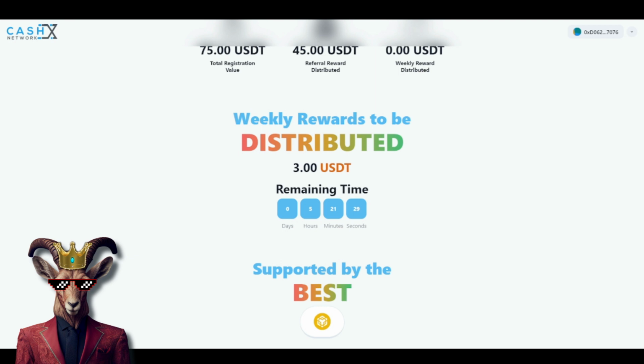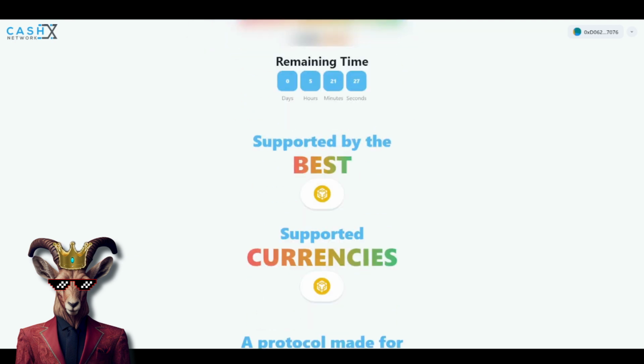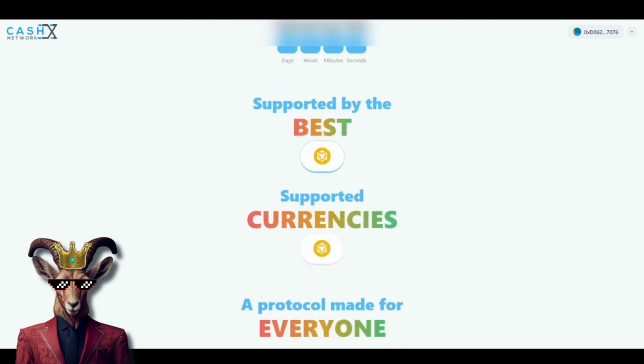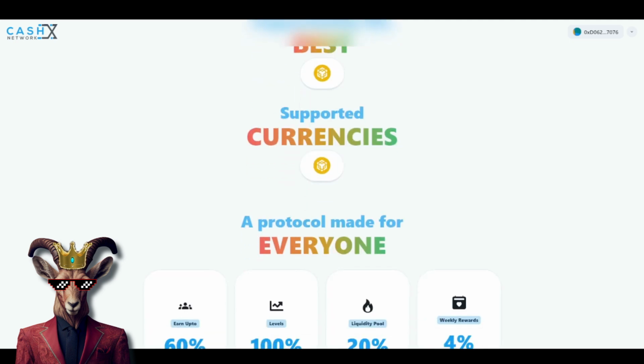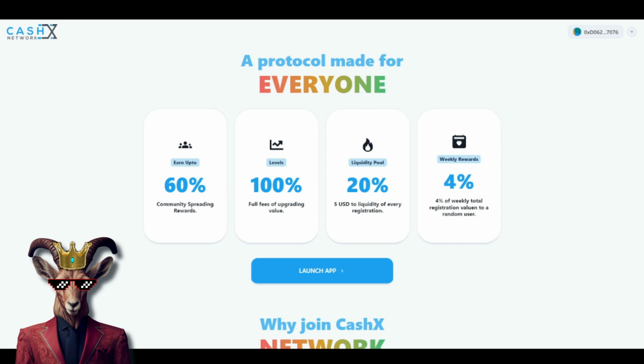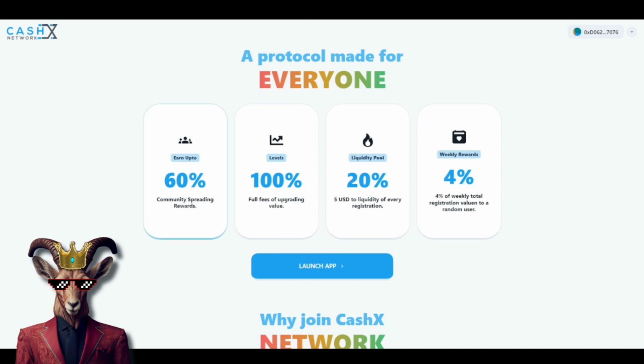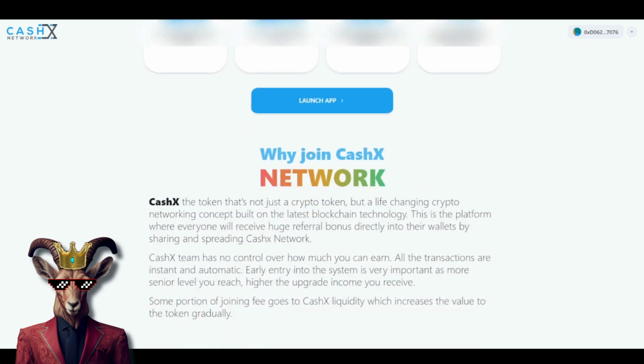Remaining time for the pink sale, technically 5 hours. Supported by the best, also known as BNB. Supported currencies, also known as BNB. A protocol made for everyone. So you can earn up to 60% community spreading rewards, levels, full fees of upgrading value, 20% for liquidity, so 5 USDT for liquidity for every registration, 4% of weekly total registration value to random users.